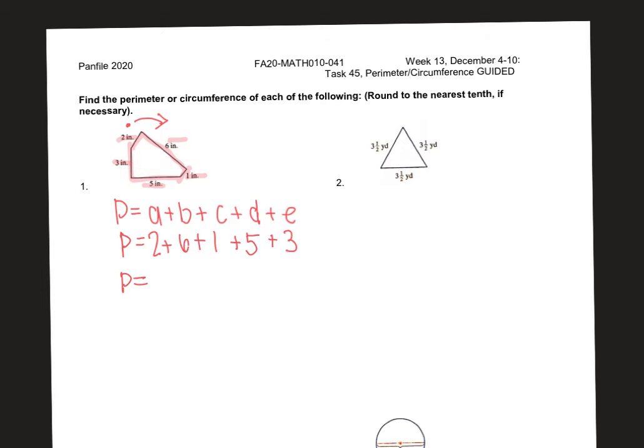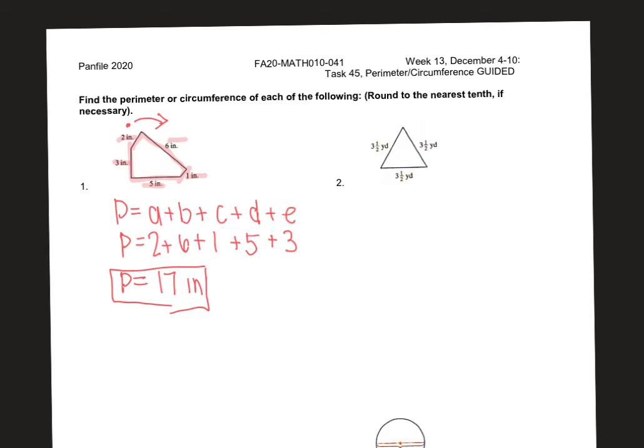So I'm going to get 2 plus 6 is 8, plus 1 is 9, plus 5 is 14, plus 3 is 17. So it's 17, and I was working in inches, which means that my unit is still inches. Units for perimeter and circumference is just your inches, your centimeters, your meters, your feet. You want to make sure that all of those match before you start. If you have mismatching units, you're going to use what we did 2 weeks ago with unit conversions in order to get them all converted to the same unit.